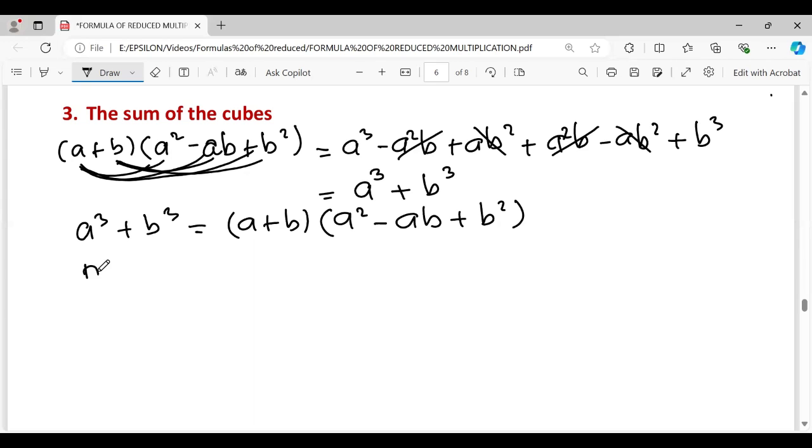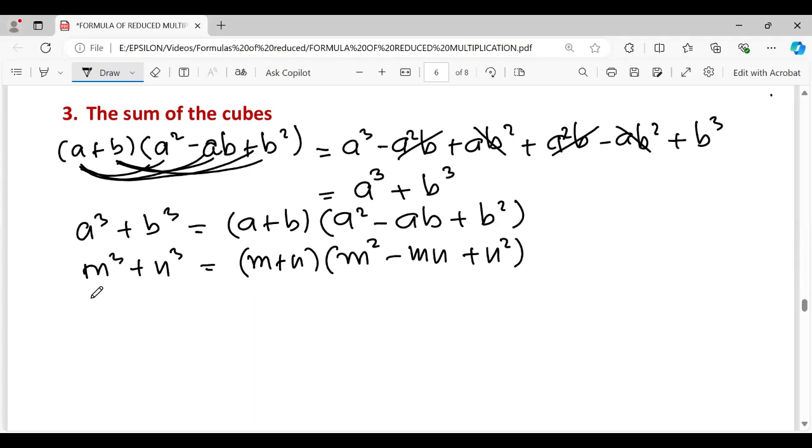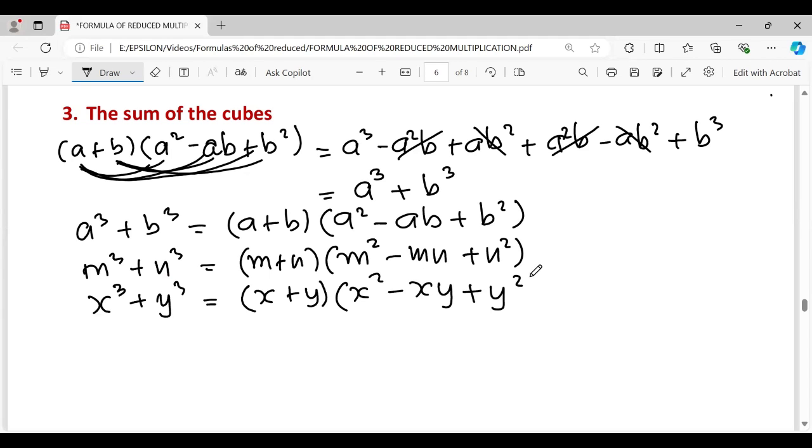So how about if m cubed plus n cubed? We can state it as (m plus n) multiply (m squared minus mn plus n squared). And if x cubed plus y cubed, we can state it as (x plus y) multiply (x squared minus xy plus y squared).